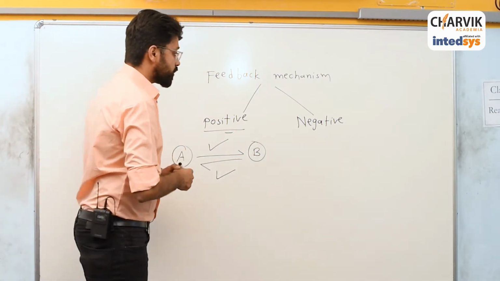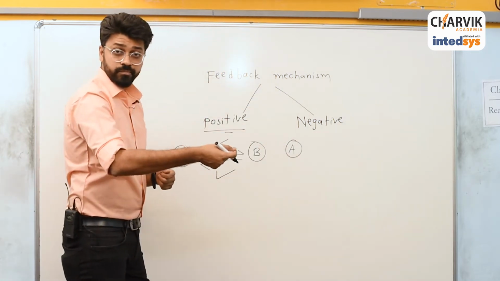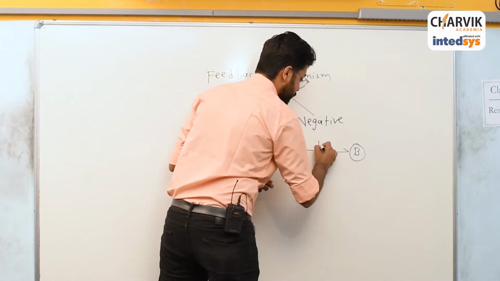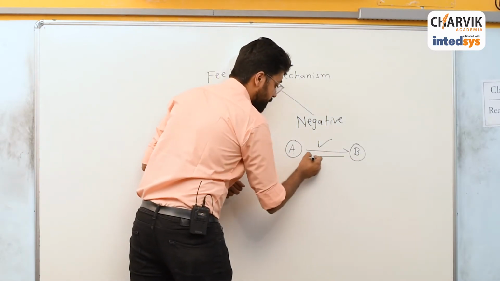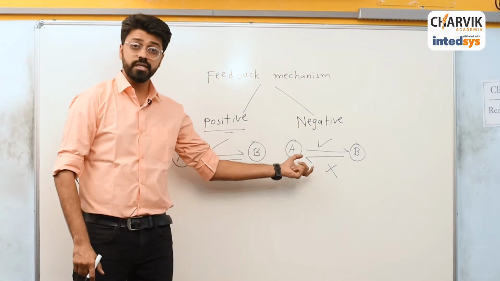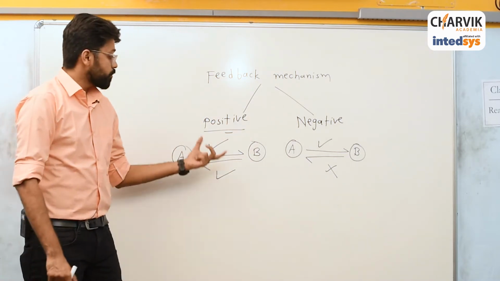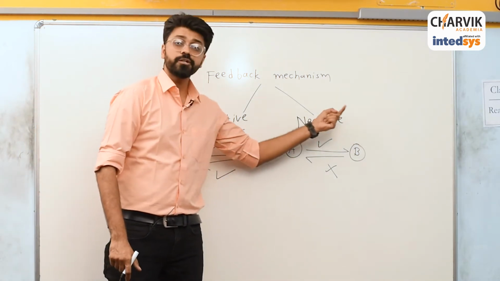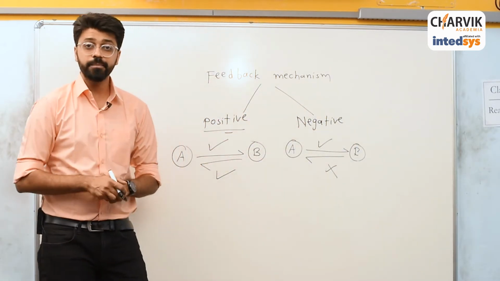Now when we say a negative feedback mechanism, it means one reaction activates another. Let's say reaction A is stimulating reaction B, but in reverse, reaction B will inhibit or stop the reaction A. So this feedback is a negative feedback mechanism. So in simple terms, what you need to remember is: when both reactions stimulate each other, it is positive feedback. When reaction A stimulates B, but in return, reaction B inhibits reaction A, that is a negative feedback mechanism.